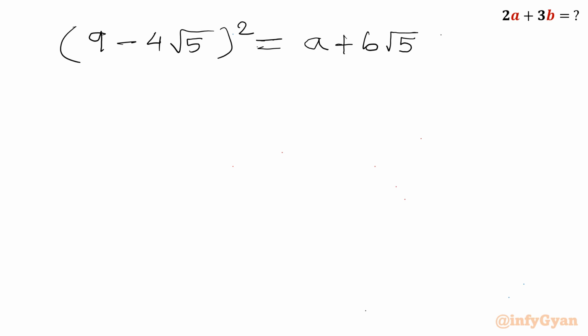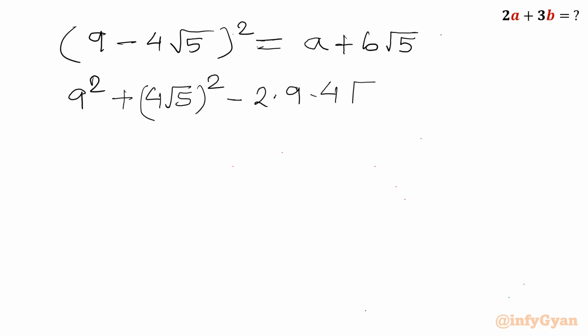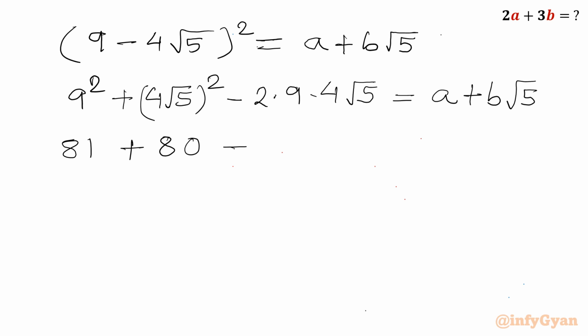So let us write (9 minus 4 root 5) whole square equal to a plus b root 5. Now by the a minus b whole square formula, I will write 9 square plus (4 root 5) whole square, then minus 2ab, so 2 times 9 times 4 root 5, and RHS is a plus b root 5. So 9 square is 81 plus 4 square 16, root 5 square 5, 16 times 5 is 80, minus 9 times 2 is 18, times 4 is 72 root 5. It will be equal to a plus b root 5.